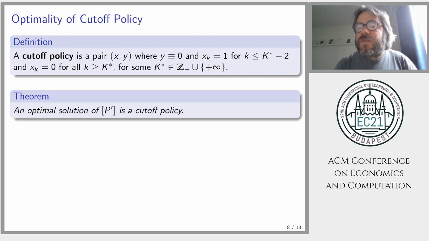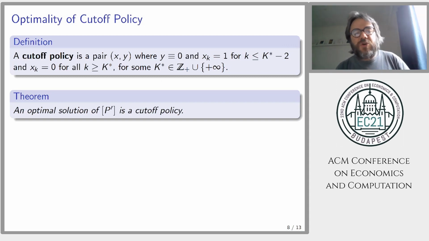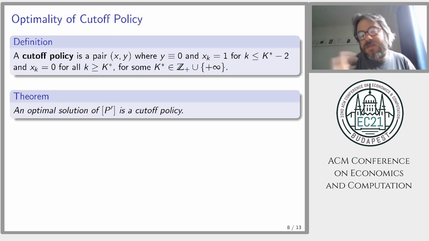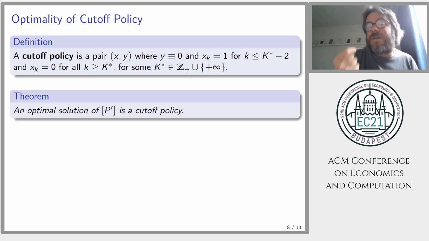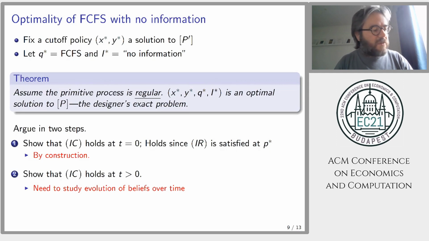More specifically, they will be recommended to join the queue with probability 1 when the queue length is smaller than k star minus 2. And at k star minus 1, you may have some random rationing, meaning that they will be recommended to join the queue with interior probability. And so what we show is that there is an optimal solution to the relaxed problem, which is a cutoff policy. So far, this tells you something about the solutions of the relaxed problem, that they look simple, but it doesn't tell you much about the solutions to the initial exact designer's problem. And so this is what we do in the second result.